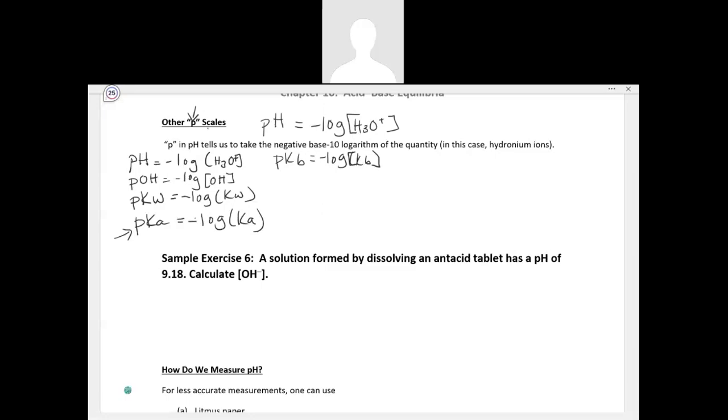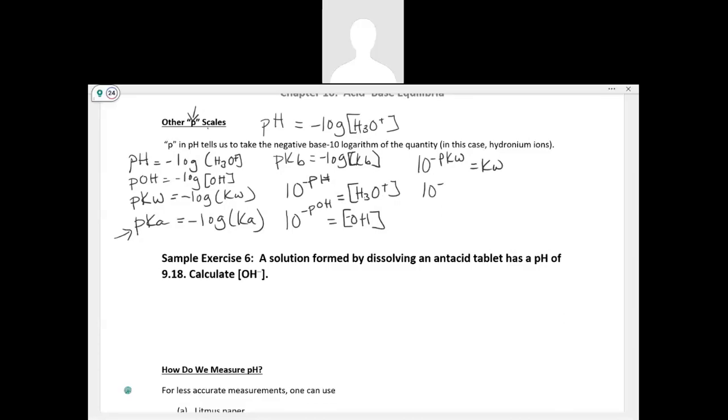Next, we could do the inverse or the reciprocal of these functions. These are other useful relationships to think about for this chapter. So 10 to the negative pH will give us the hydronium ion concentration. 10 to the negative pOH, like so, will give us hydroxide ion concentration. So if you're given one or the other, you can utilize these types of relationships and kind of reverse the log function here. So like so, 10 to the negative pKw gives you Kw.